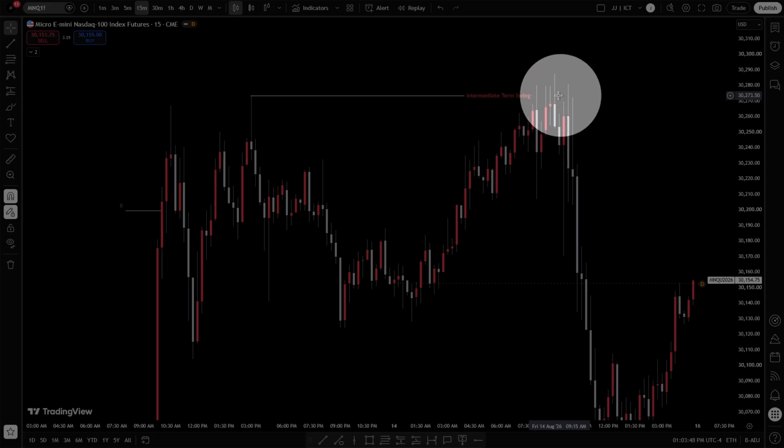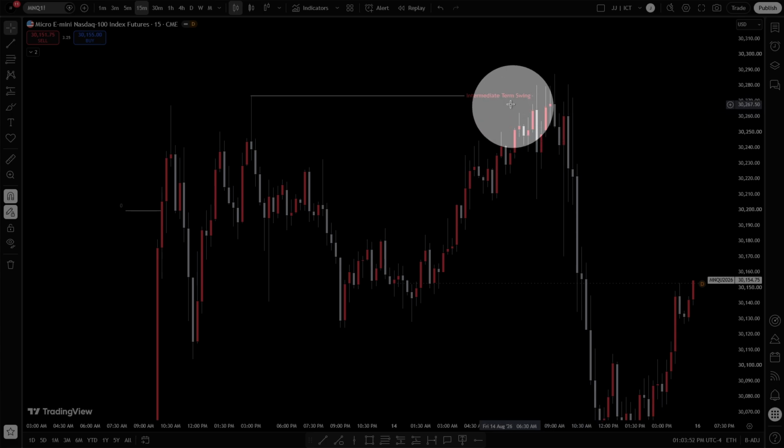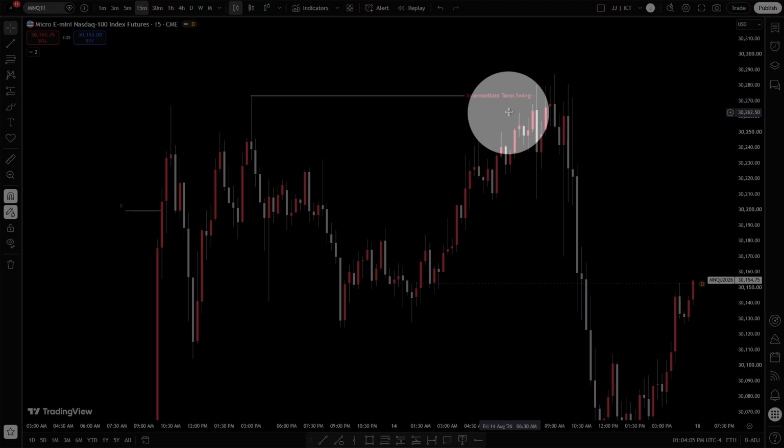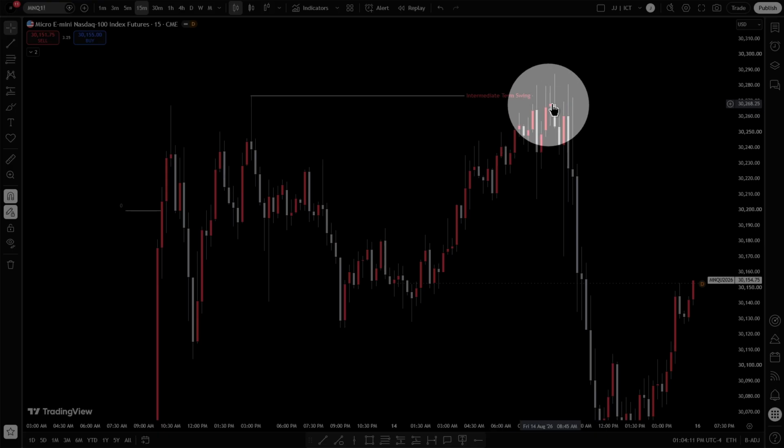And then once it reaches up into it, look at all the wicks around here. See that? See how there's not a single body closure above that? That's called respect. That's called algorithmic reference. It's called order flow. See that right there? It's just not going above that. That's very important. When you see something like that, that means a lot. So just keep that in mind.